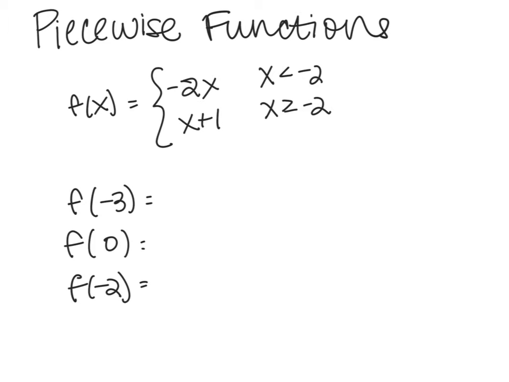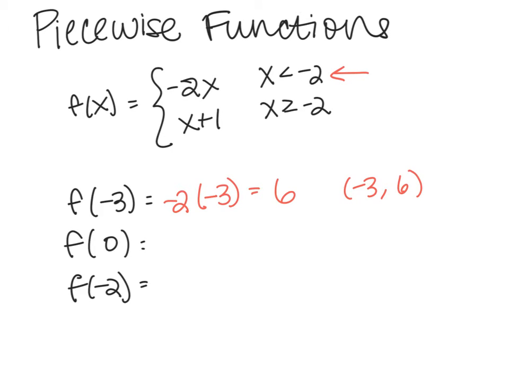So to plug values in, very similar to what you're used to, for f of negative 3, you would just look to see that negative 3 is less than negative 2, which means we're going to use this top function. So we do negative 2 times negative 3, and we get 6. Okay, so now we know that means the point negative 3, 6 is on this graph.